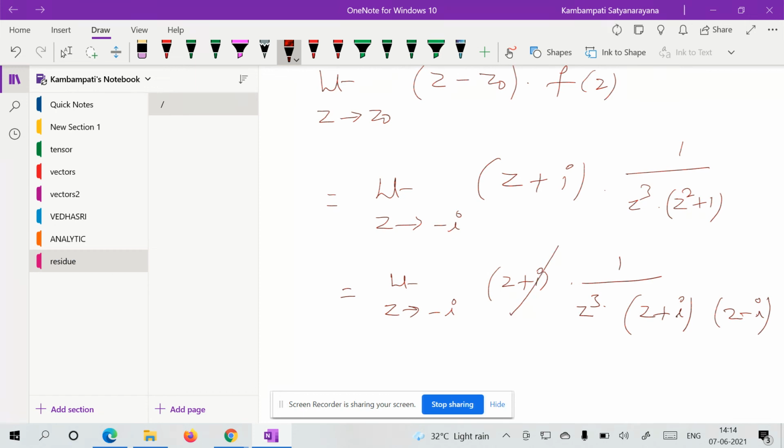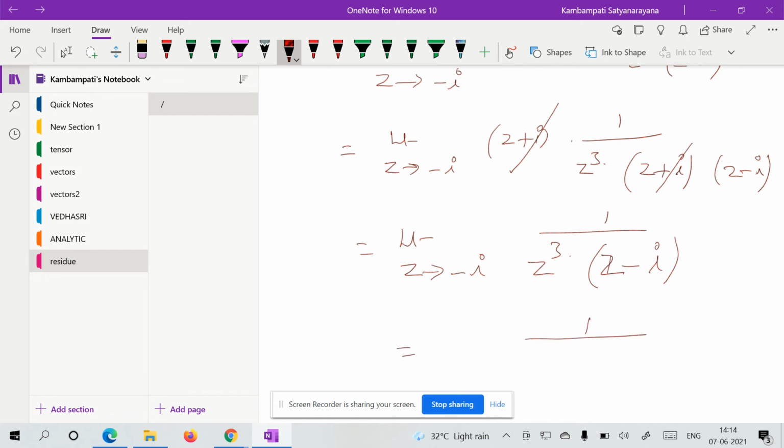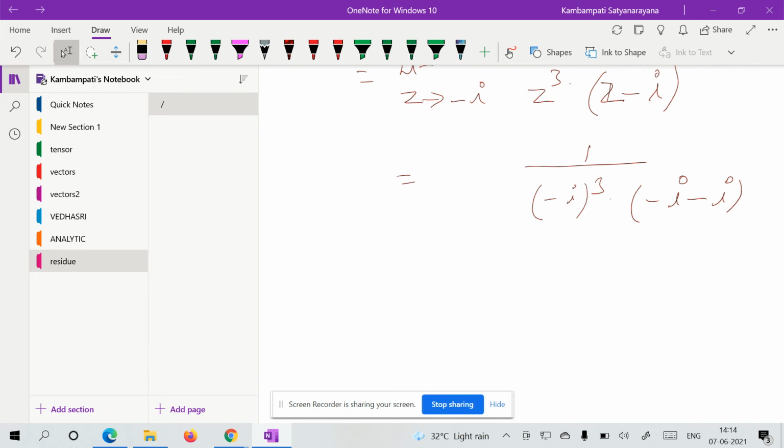So the z plus i will be cancelled. The remaining value is 1 by z cube into (z minus i), limit z tends to minus i. Now we have to substitute the z value in place of z. So we get 1 by (minus i) whole cube into (minus i minus i). This is the resultant value.